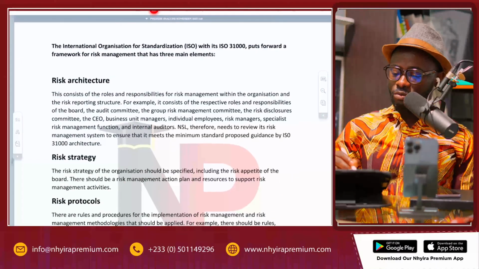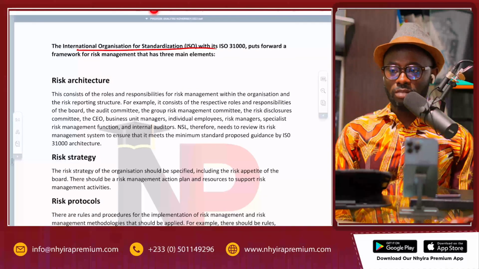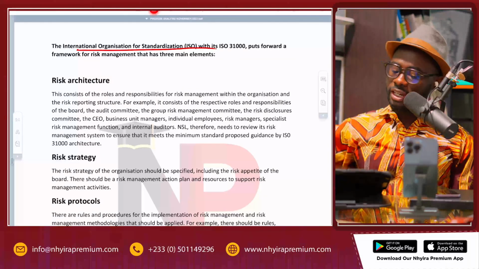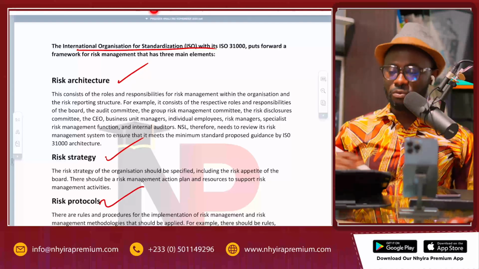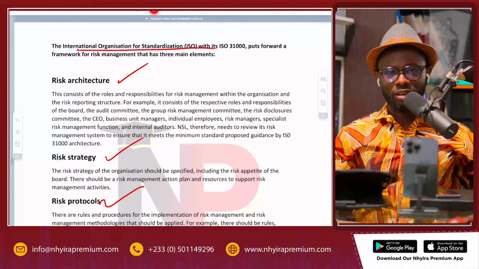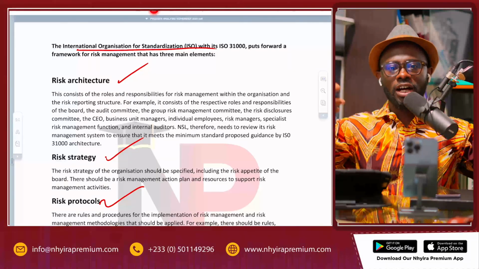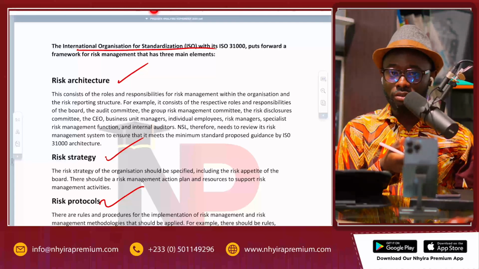And then the last thing will be the ISO 31000 risk management framework. It's something that the examiner can ask you about: risk architecture, risk strategy, and risk protocol. These questions will not be contextualized. They will be generic questions. So you're going to be providing your answer in a generic manner, so there's not going to be contextualization generally.